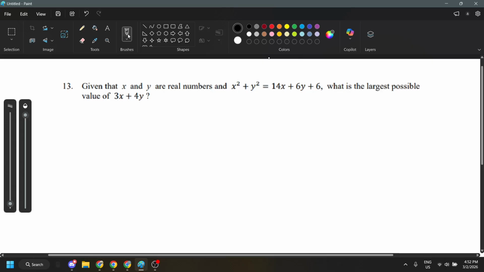Hi guys. Okay, let me try to solve this. So, given that x and y are real numbers, and x squared plus y squared equals 16x plus 6y plus 6, what is the largest possible value of 3x plus 4y?